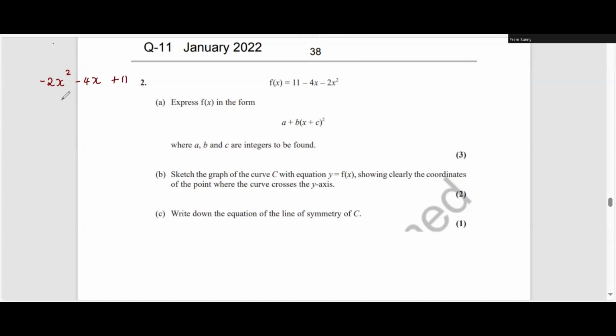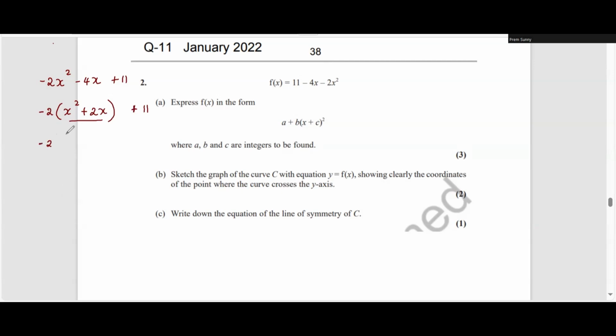What I'm going to do is, we always have to make the coefficient of x squared 1. So I'll take negative 2 common here. If we take negative 2 common, we are left with x squared plus 2x, because minus 2 into positive 2x will give me minus 4x. Then I'm just keeping that 11 aside. I'm going to do completing the square for this x squared plus 2x.